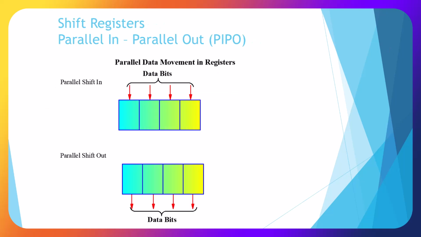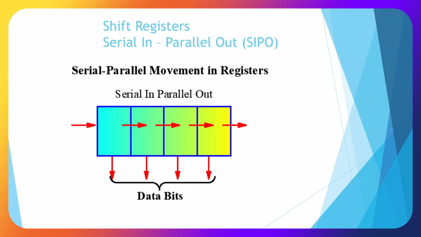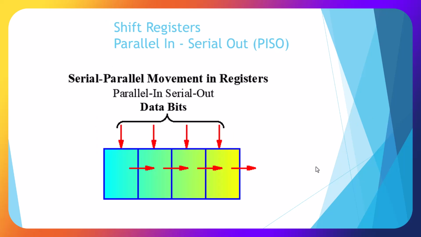Okay, we could also shift information in parallel. So we have parallel in, parallel out, which is PIPO. So we have data bits, we clock it, and we can store it and then clock it out in parallel. Okay, we could also have a serial in and parallel out, SIPO, where we serially transfer the information, and on a different signal we could shift it out all in parallel. Okay, we could shift information parallel in and serial out, and this is a PISO, P-I-S-O.